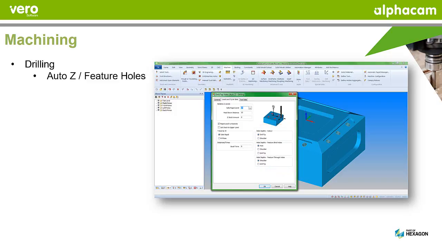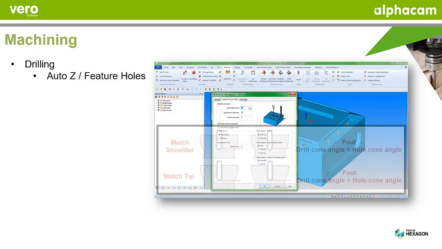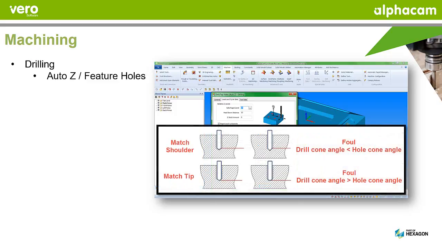So on Auto Z and feature holes, we now get additional options where we can look at matching the shoulder, matching the tip, and knowing if there's going to be a foul on the drill cone angle and the actual hole cone angle, and then we can adjust accordingly. So we're giving full control over exactly how the drill will be going to the correct depth that you require on the feature that you're doing.